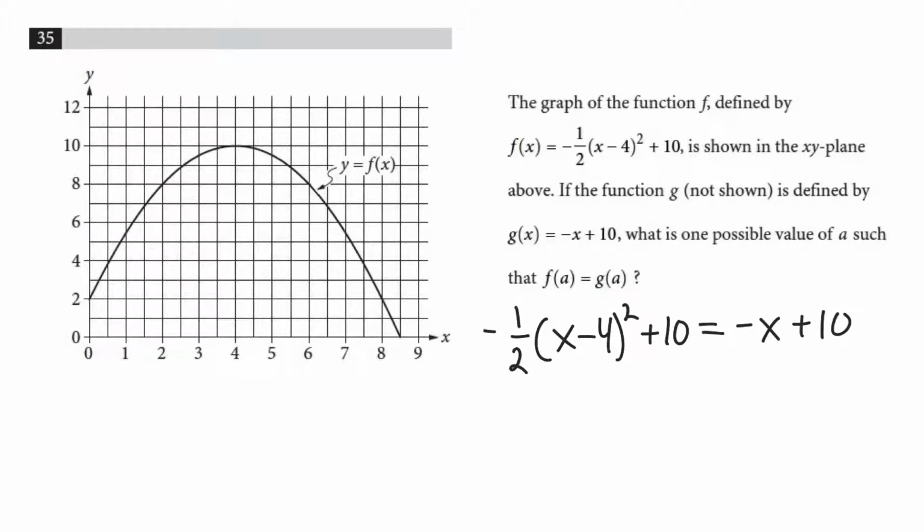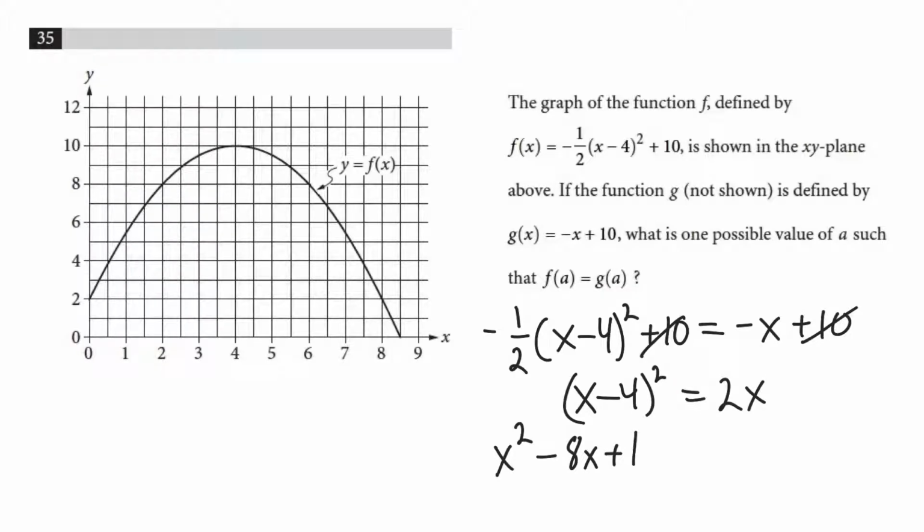So what I'm going to do here is subtract 10 from both sides. It's going to cancel those out. And then I will multiply both sides by negative 2, and I'll get (x − 4)² = 2x. Alright, so I'll expand the left and get x² − 8x + 16 = 2x. And then subtract 2x from both sides. I get x² − 10x + 16 = 0.